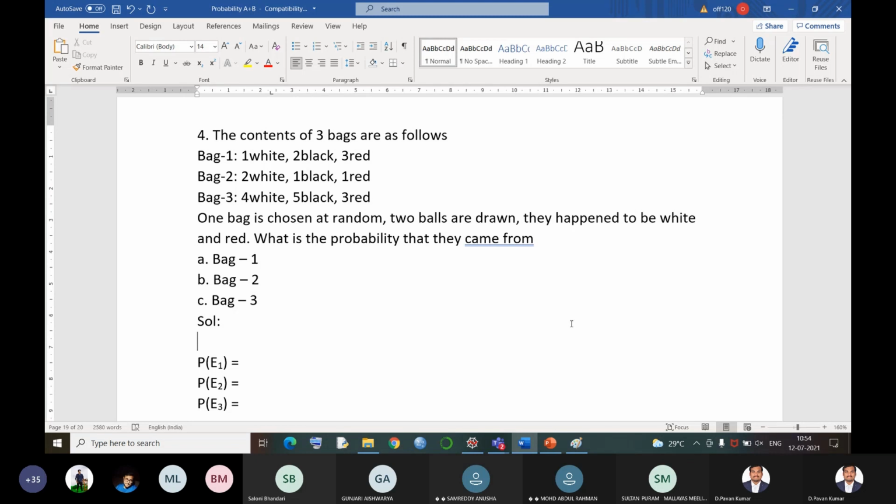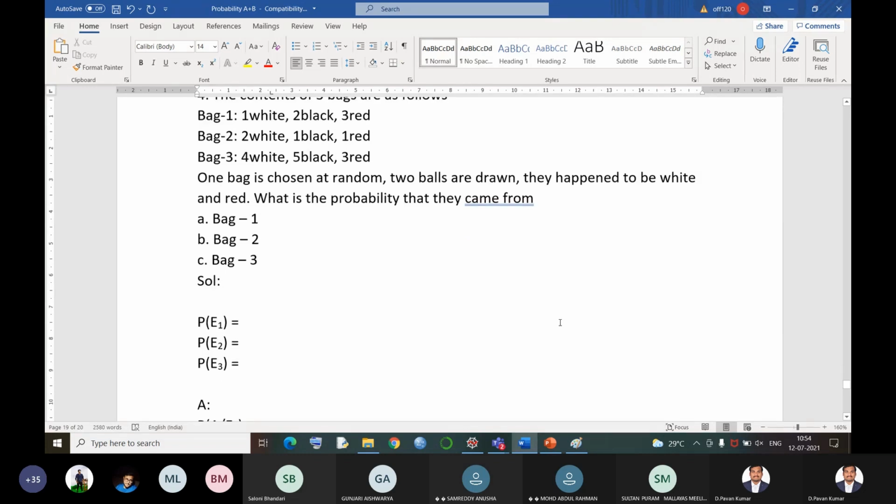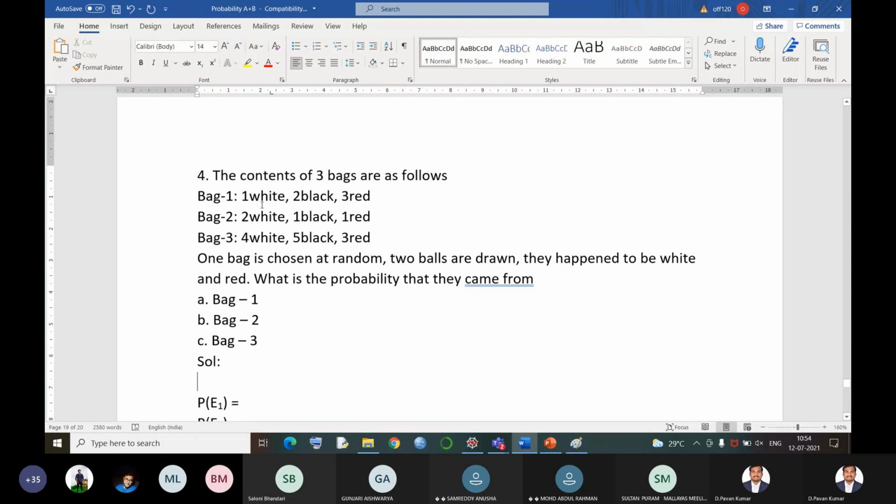Now moving on to the solution. First, we need to identify the probability of selecting bag 1. In the earlier problems we were directly given that out of 8,000, 4,000 scooters are manufactured, out of 8,000, 3,000, such that we were given the values of P of E1, P of E2 and P of E3 directly. But here they said that there are 3 bags, but the total number of balls in each bag is different. They are not the same and they are not considering all the balls as a whole. So the probability of selection of each bag was not mentioned.